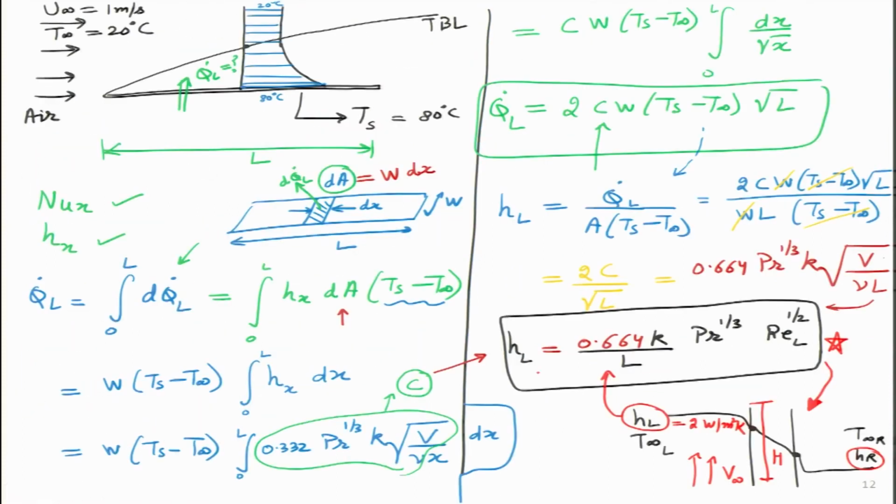All I can do is simply divide this whole expression, because Nusselt L is HL divided by K. And we can see that K by L is appearing over here, which means it will just get cancelled out. Nusselt as a function of L will simply turn out to be 0.664 times Prandtl to the power 1 by 3 and Reynolds to the power 1 by 2.